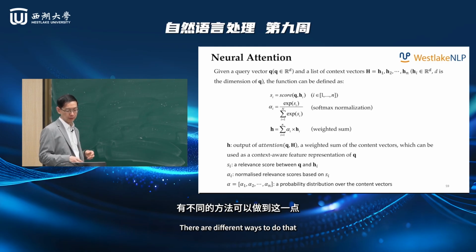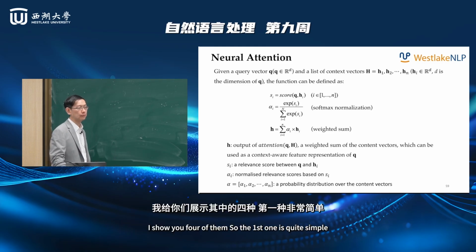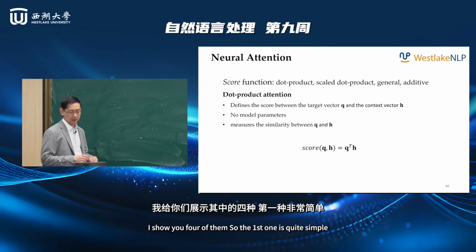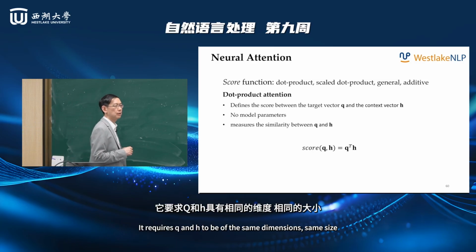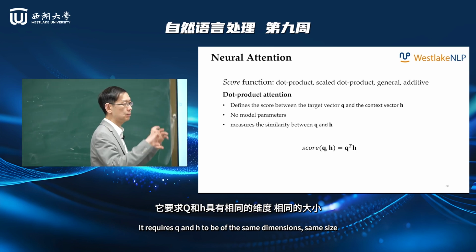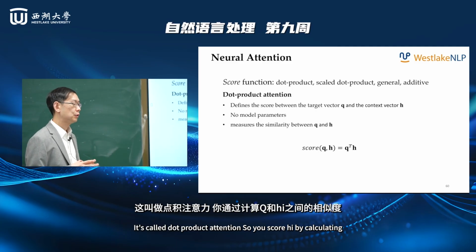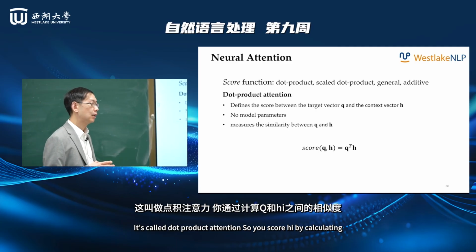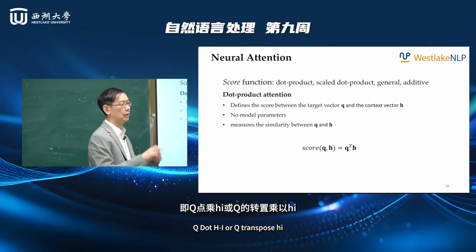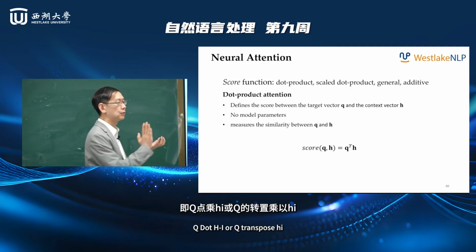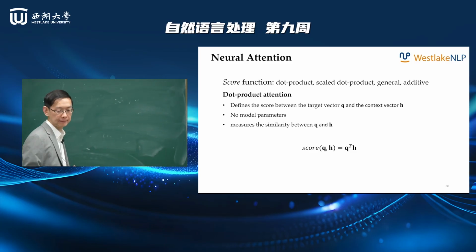And there are different ways to do that. I show you 4 of them. So the first one is quite simple. It requires Q and H to be of the same dimensions, okay, same size. It's called dot product attention. So you score HI by calculating the similarity between Q and HI, Q dot HI, or Q transpose HI, okay? So that's the first way.